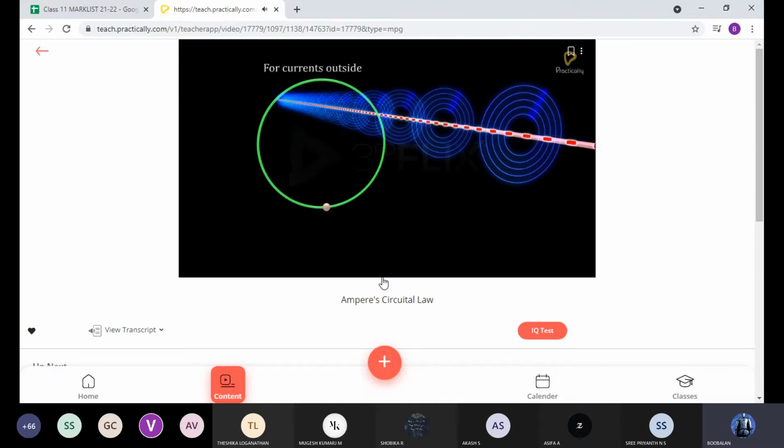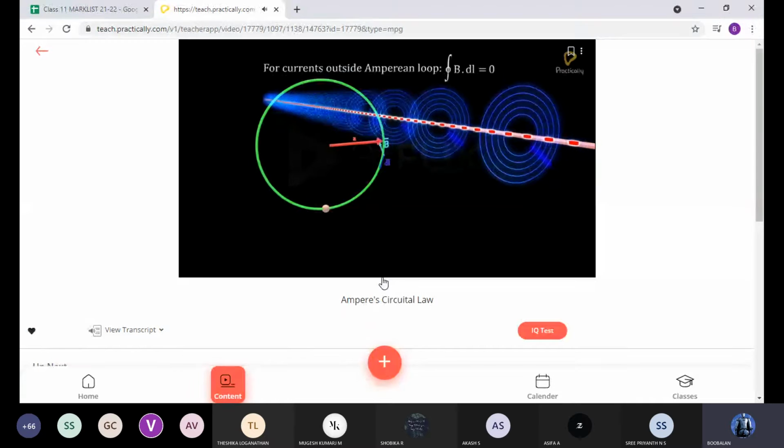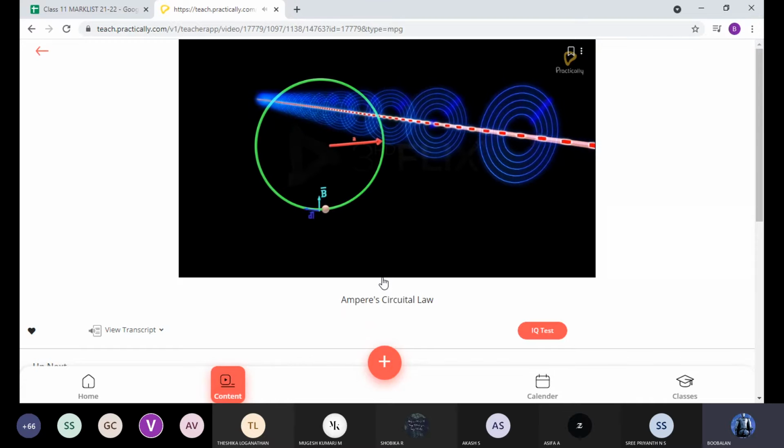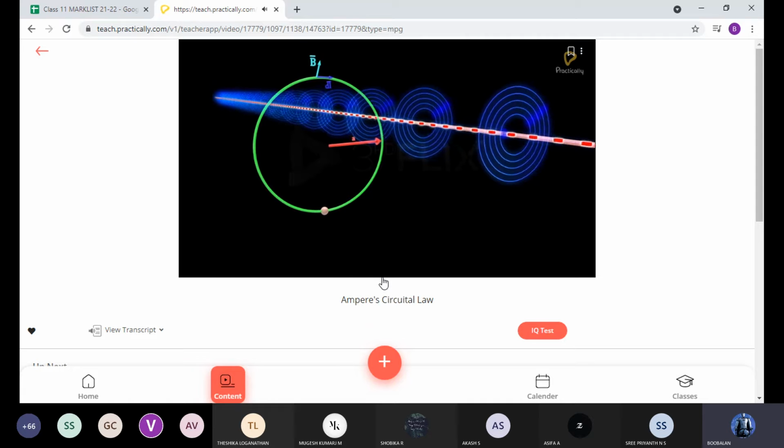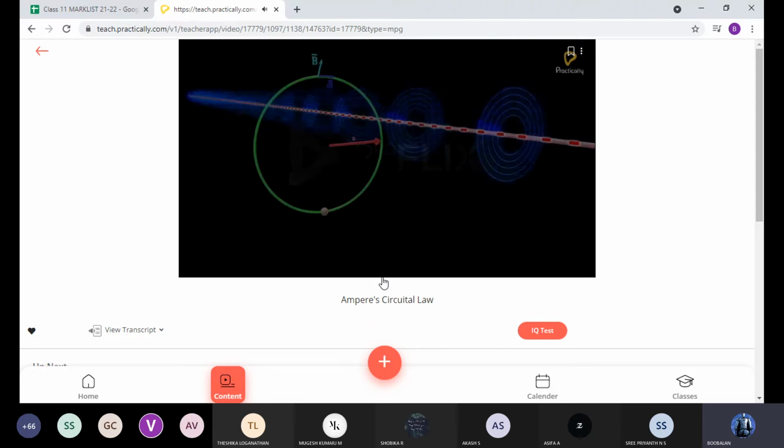If the current lies outside the Amperian loop, the line integral of the field due to the current would be zero. It does not necessarily mean that the magnetic field is zero everywhere along the path. It's just that the outside current does not contribute to the line integral of the magnetic field for a closed loop.